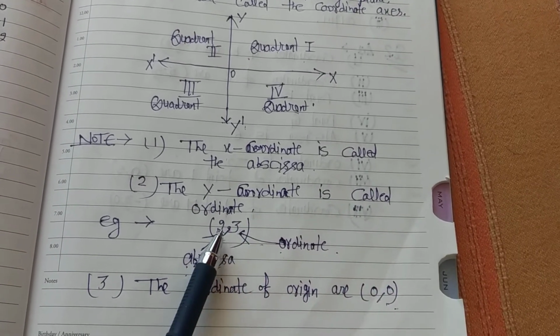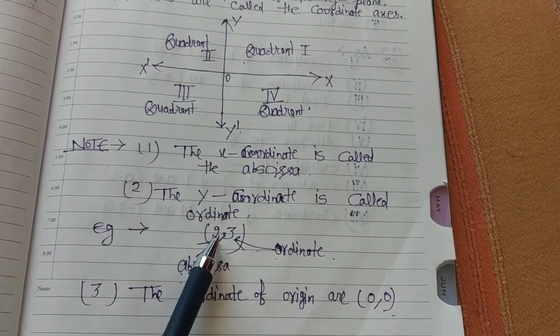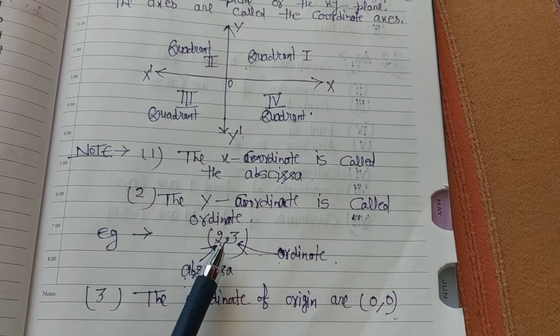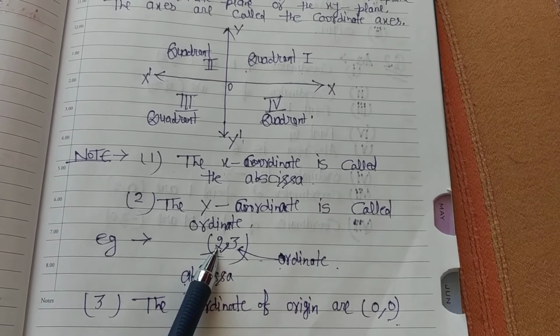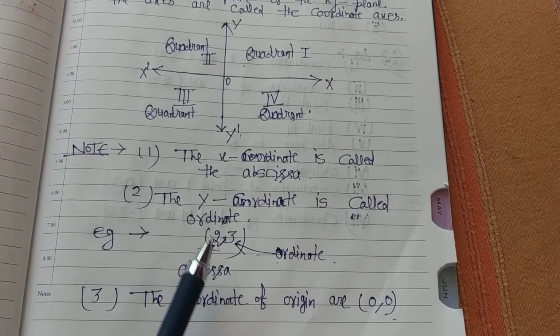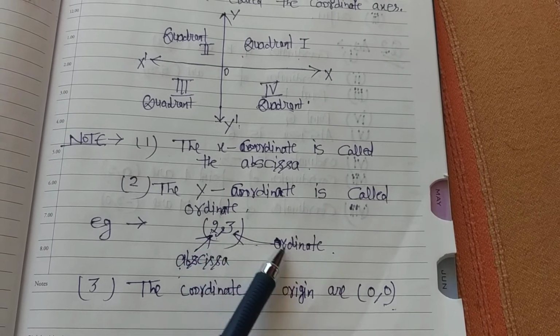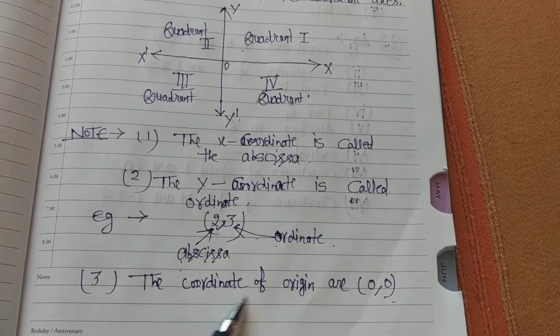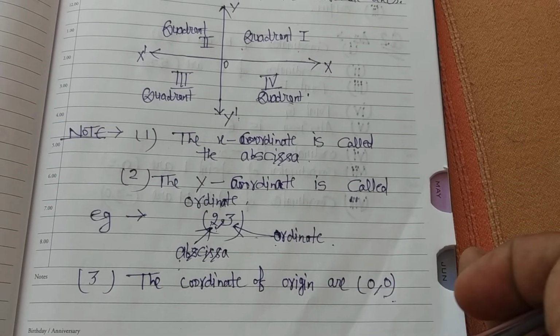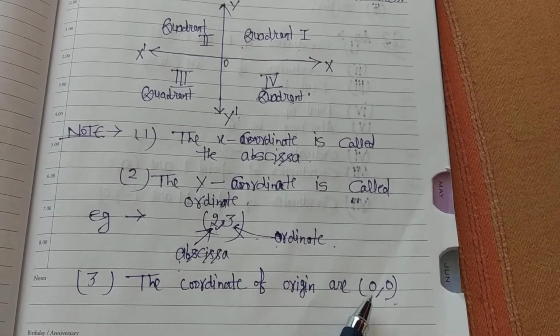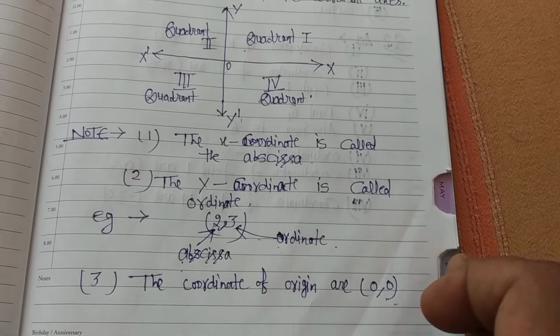This is one example I have written. Suppose we want to locate the point 2, 3 on the graph. The value of x is called the abscissa, that is 2 here, and the value of y is the ordinate, that is 3 here. The coordinates of the origin are 0, 0. We write them as an ordered pair in brackets.